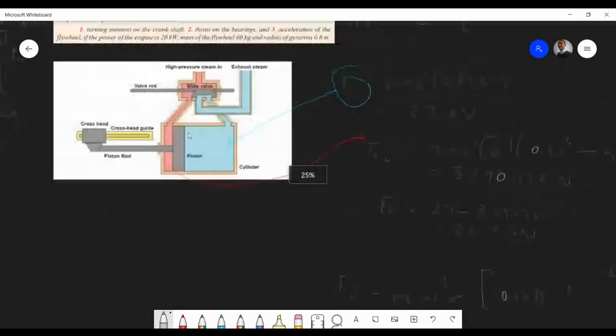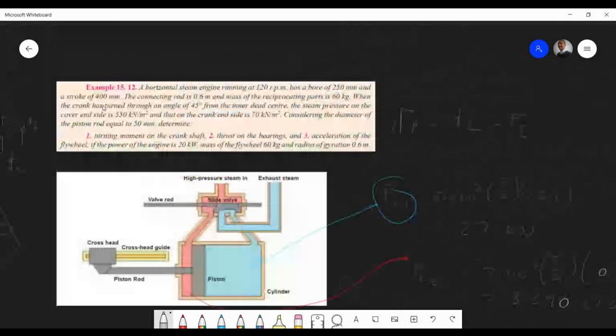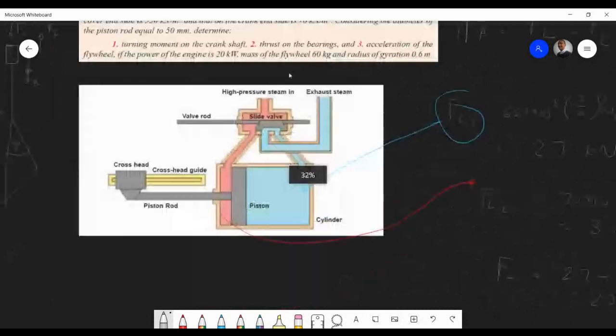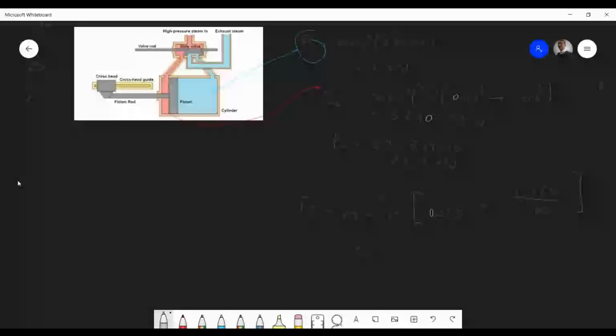Obviously the mass of the reciprocating parts is given, typically always given, and it's 60 kilograms, and we have a rotational speed of 120 RPM. It's a steam engine, so it's not too fast. So I'll just do this.